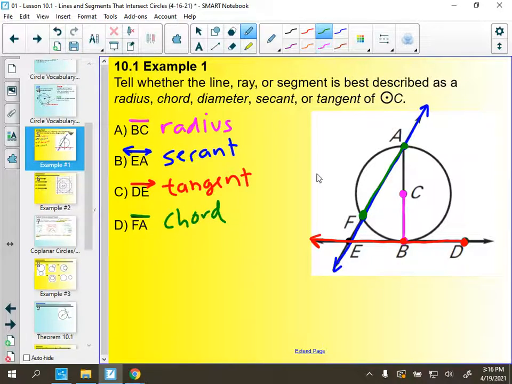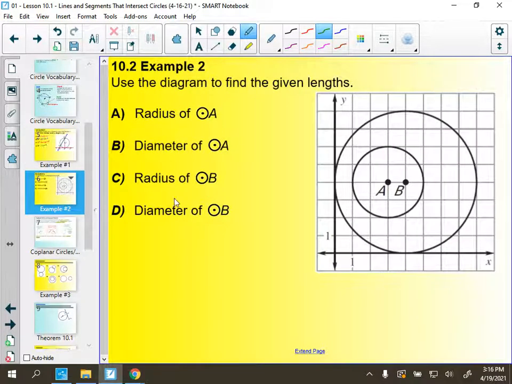So that's just a brief look at how to do a vocab check. It could flip, where I give you the radius, secant, tangent, chord, and I say use this figure to give an example of a radius. So you'd have some options: radius AC or radius CB. Use the bars. Second example, radius, diameter, some of that length components. So use the diagram and the units to give the given length.